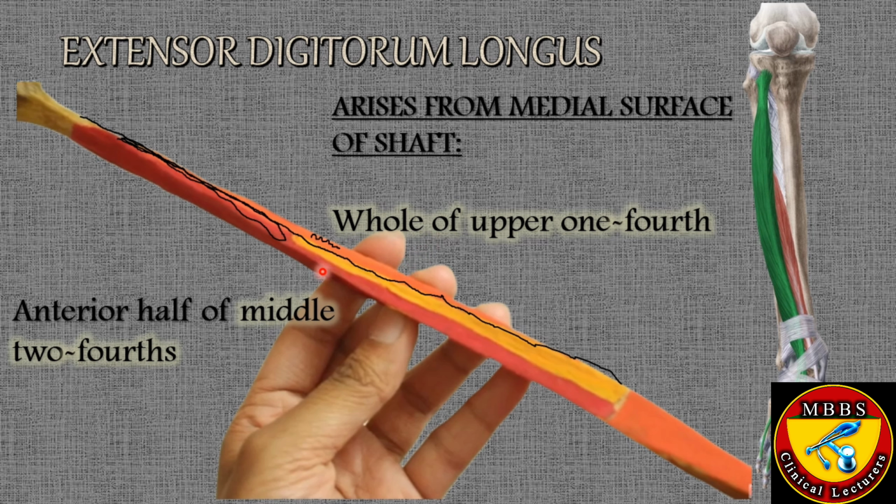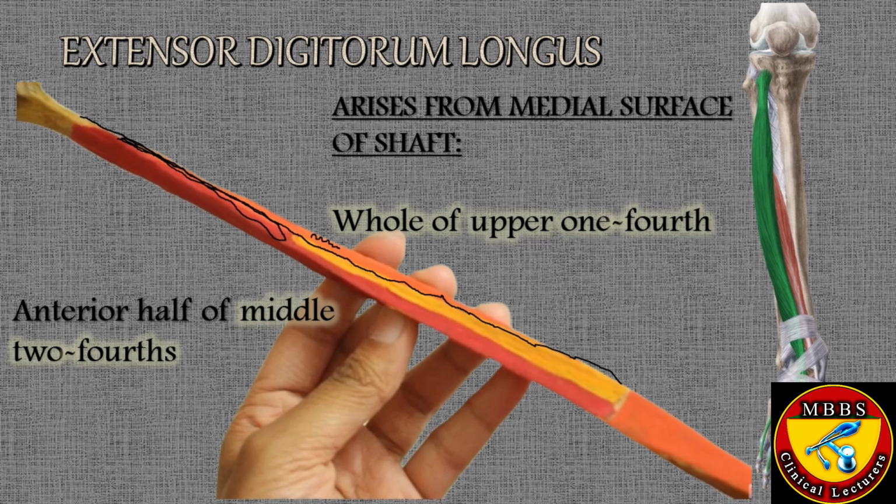So it is the anterior half of the middle 2/4. This surface is divided in its middle part: the anterior half, and this yellow is the posterior half of the middle 2/4. This is 1/4, this is the other 1/4, and these are the middle 2/4. The 2/4 are bifurcated into two because they give two different attachments to different muscles. So this area highlighted in red is the origin of the extensor digitorum longus from the whole of the upper 1/4 plus the anterior half of the middle 2/4.